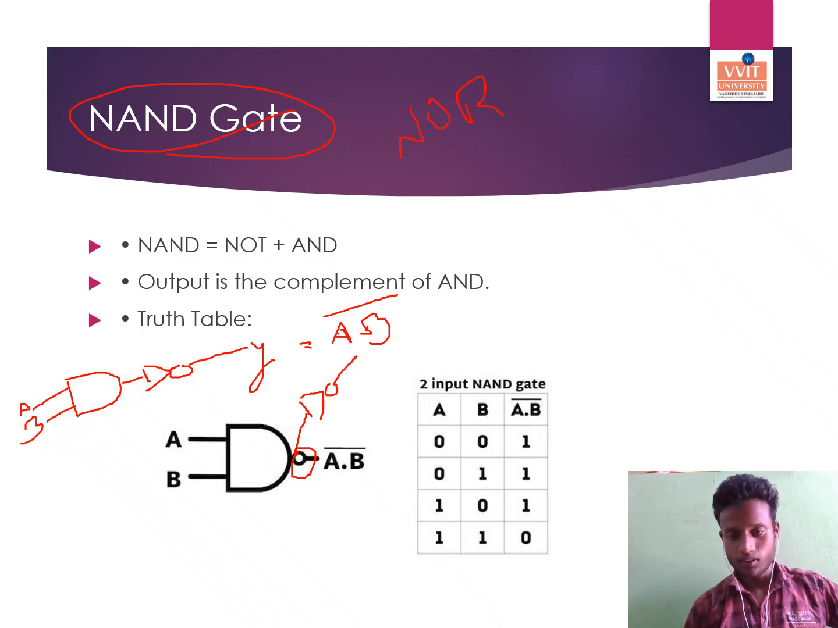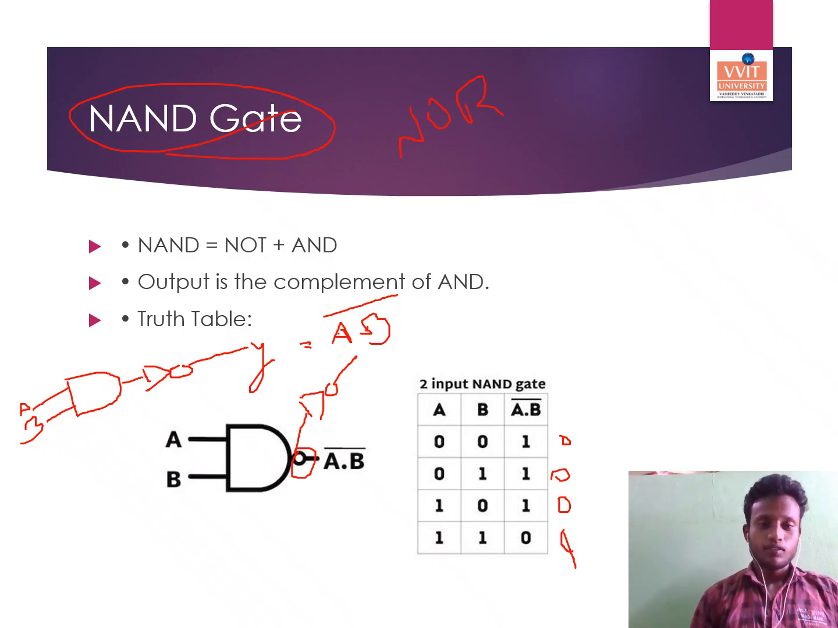In the AND gate, we have 0 into 0, how much? 0. 0 into 1 is also 0. 1 into 0 is also 0. 1 into 1, how much? 1. This is the only 1, and the NAND gate is the complement of the AND gate. So 0 becomes 1, 0 becomes 1, 0 becomes 1, and 1 becomes 0. This is about the NAND gate.